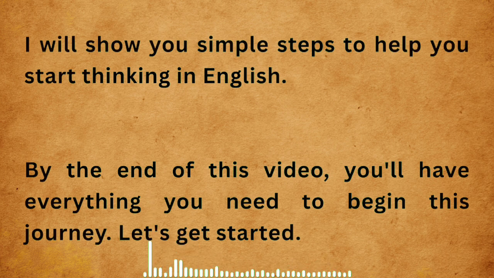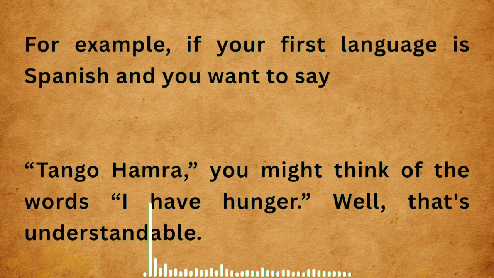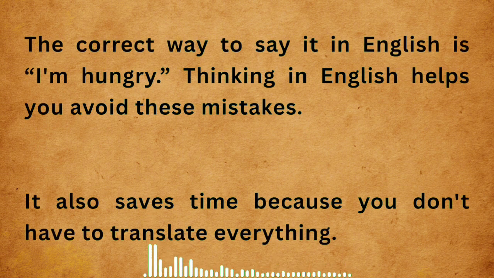Let's get started. Why should you think in English? Many people will translate English into their native language in their heads. This takes time, and sometimes the sentences come out wrong. For example, if your first language is Spanish and you want to say "tengo hambre," you might think of the words, "I have hunger." Well, that's understandable. The correct way to say it in English is, "I'm hungry."